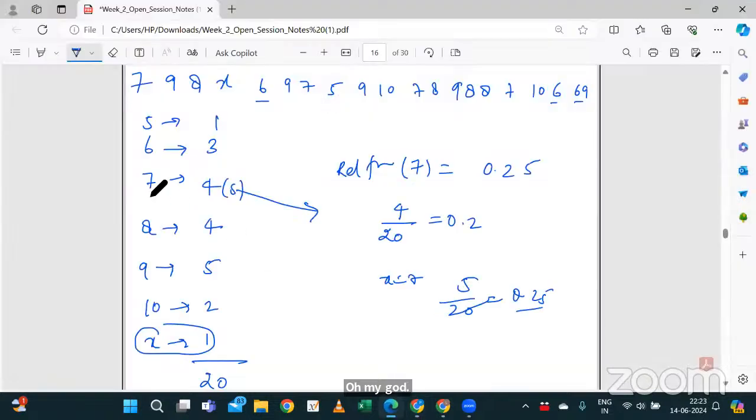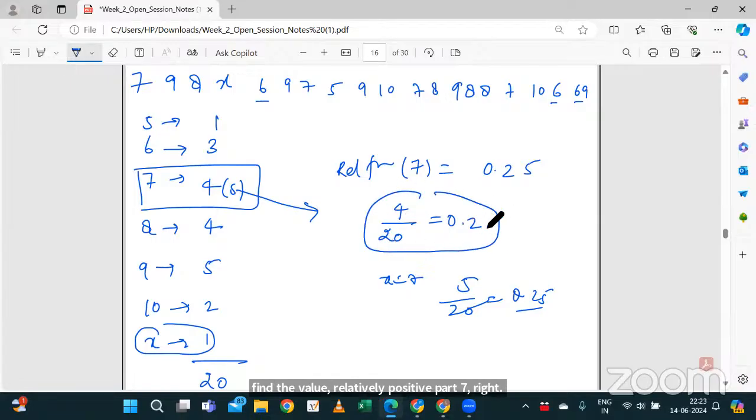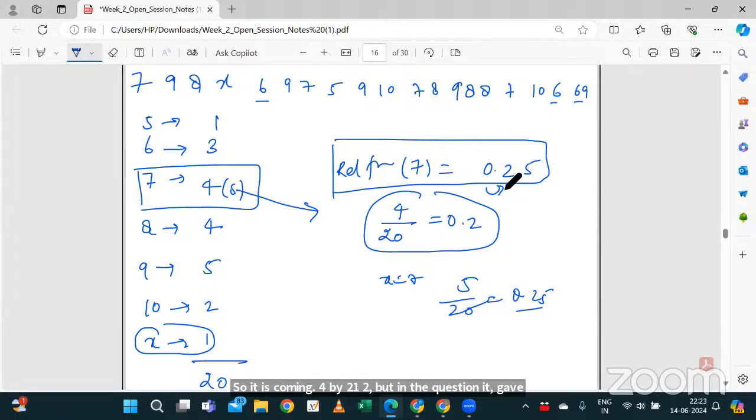So if you find the relative frequency for 7, it is coming 4 by 20, 0.2. But in the question we have been given that relative frequency for 7 is 0.25, right? Then it will be 0.25 when I write 5 divided by 20. That means this X should be 5. Is it clear? Here it was a simple thing, so you did it directly. You calculated 5 by 20, meaning 0.25. Let's say it's going to be a bit more complex. How can we actually derive this X here?